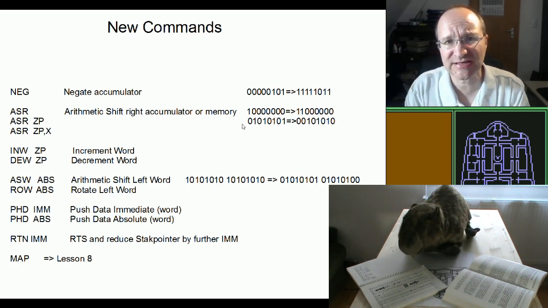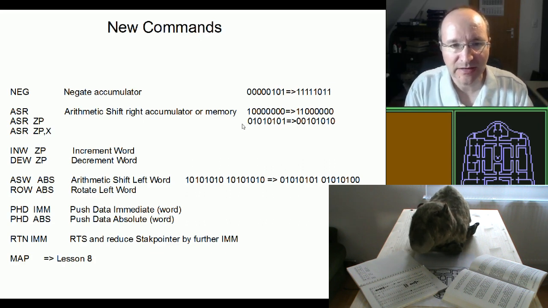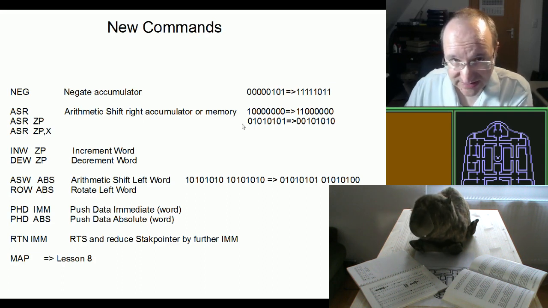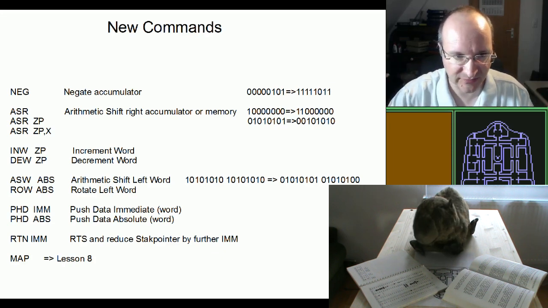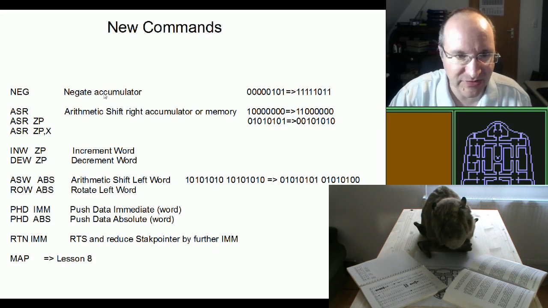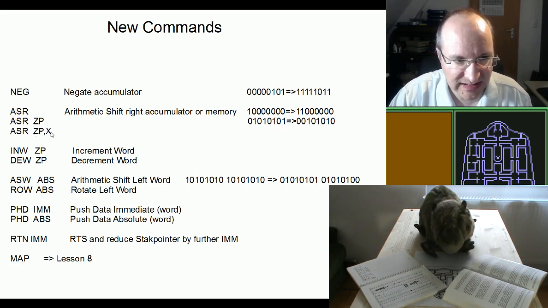And this just means that you are dividing the number by 2, as in the semantics before, but now you keep the sign of the number, and because of this it's called arithmetic. You have this also directly on the accumulator, or with an index, or on an absolute address.